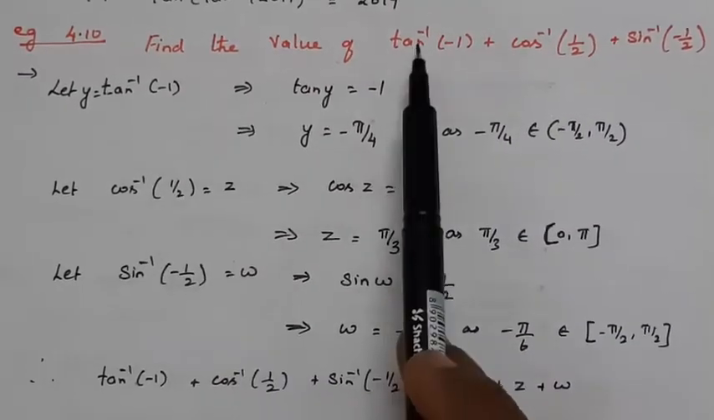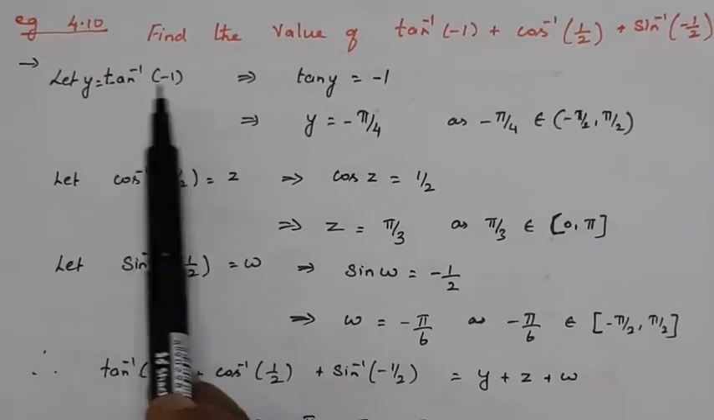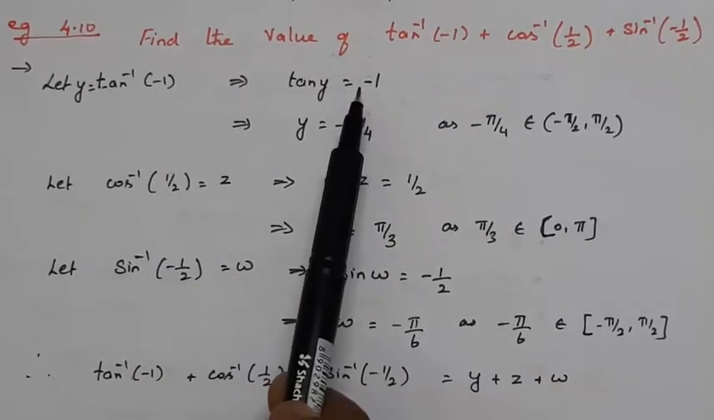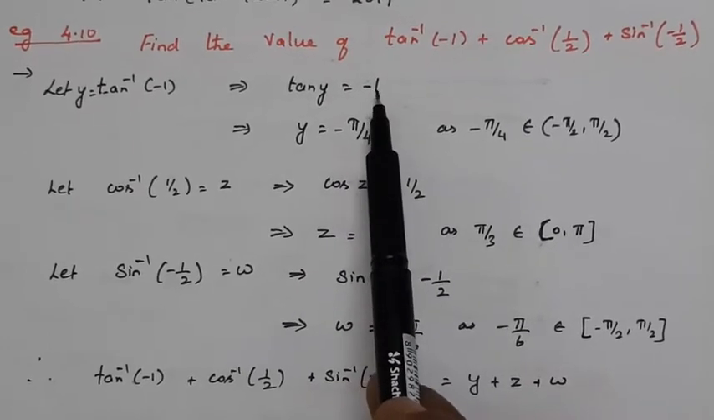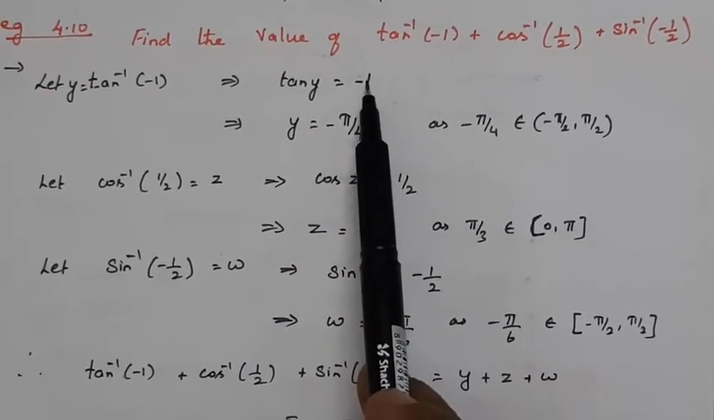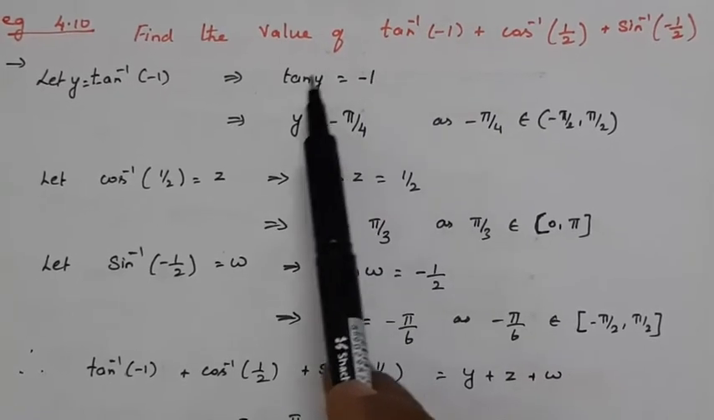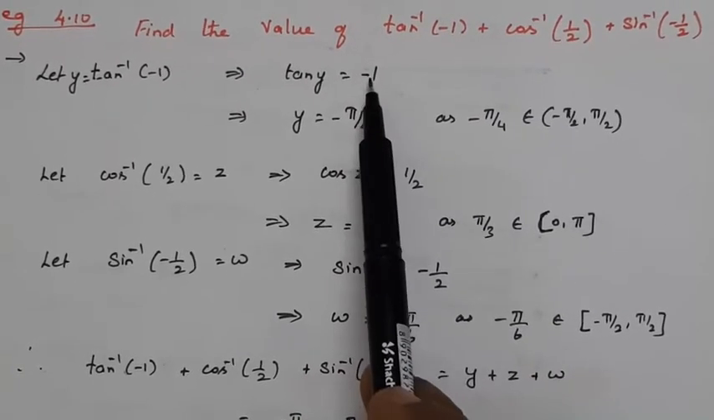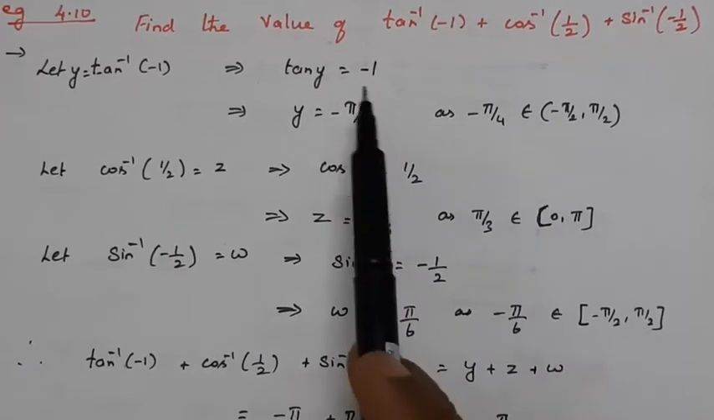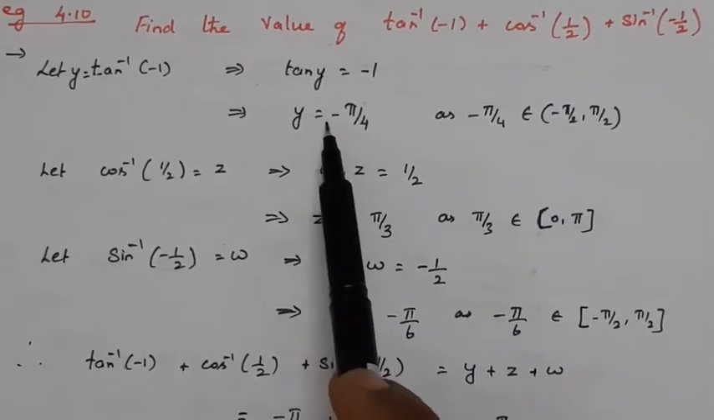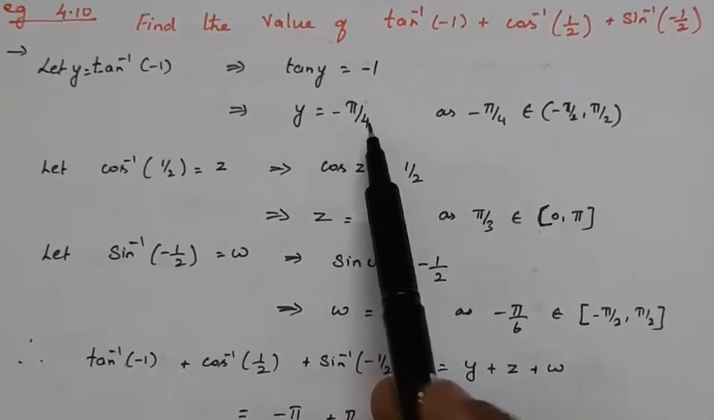So let us take the first term to be some y, so that tan y is equal to minus 1. So how to find out the value of y, whose tan value is equal to minus 1? Take the numerical quantity 1 alone. For what angle will tan value be 1? Pi by 4. Here as it is minus 1, it should be minus pi by 4 so that it belongs to the fourth quadrant as it is a negative value. So the value of y should be minus pi by 4, right?